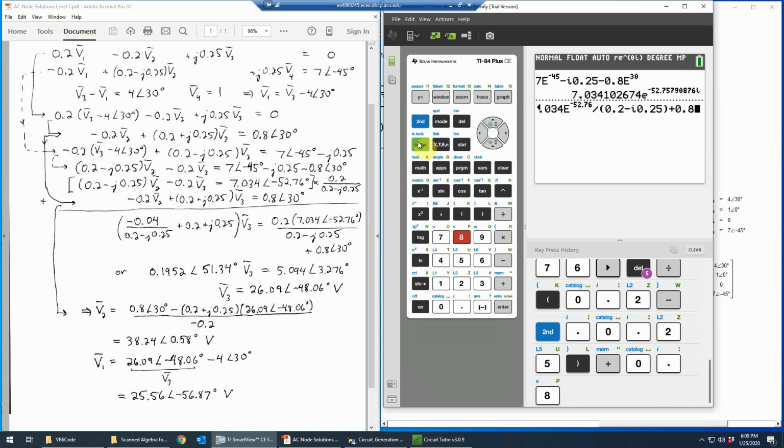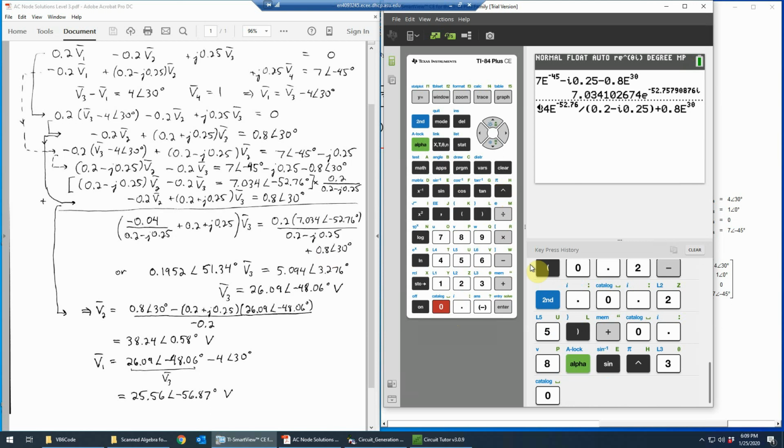And then for the angle, remember I do the e to the power 30, and that's the 0.8 angle 30 degrees. I just push enter there, and that gives us the result 5.094 to 4 digits with an angle of 3.276 degrees. And that's what I've written out here.